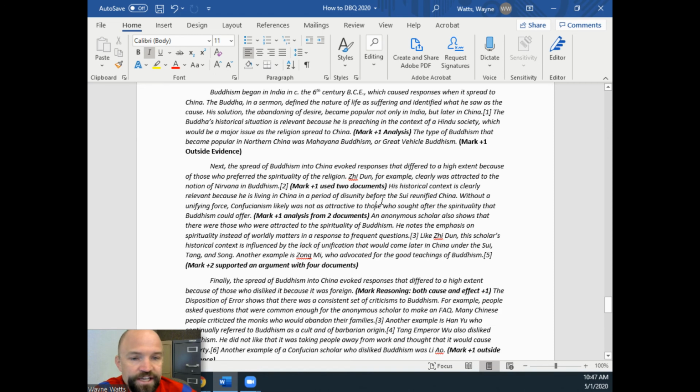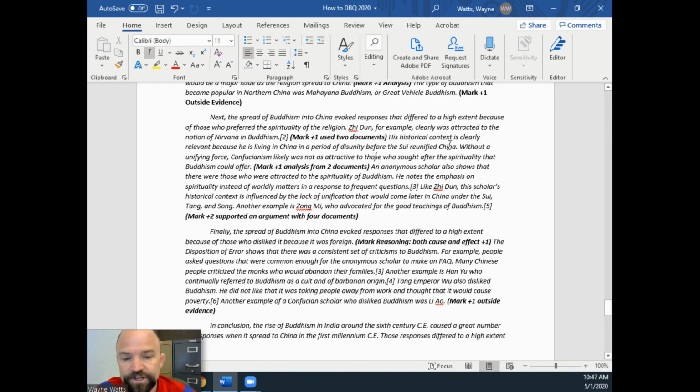His historical context is clearly relevant because he's living in China in a period of disunity before the Sui dynasty reunified China. Without a unifying force, Confucianism likely was not as attractive to those who sought after the spirituality that Buddhism could offer. So that's analysis from 2 documents.